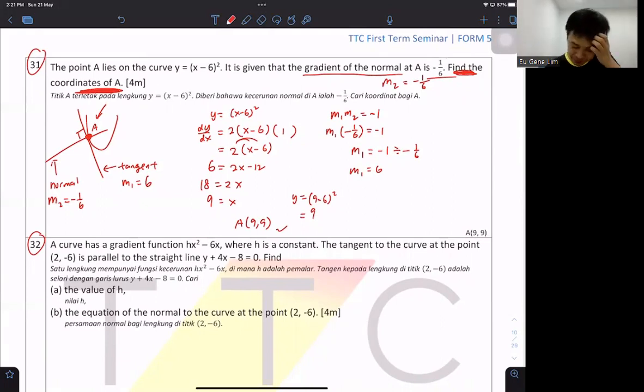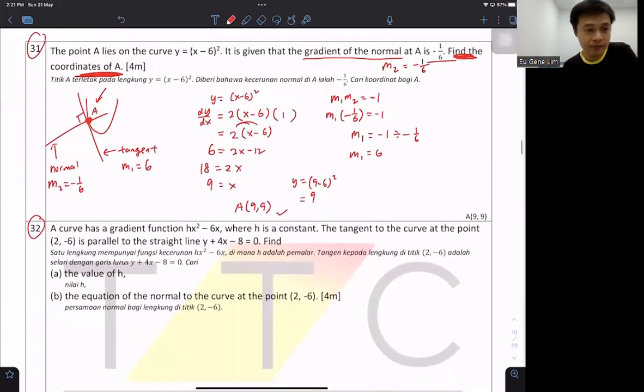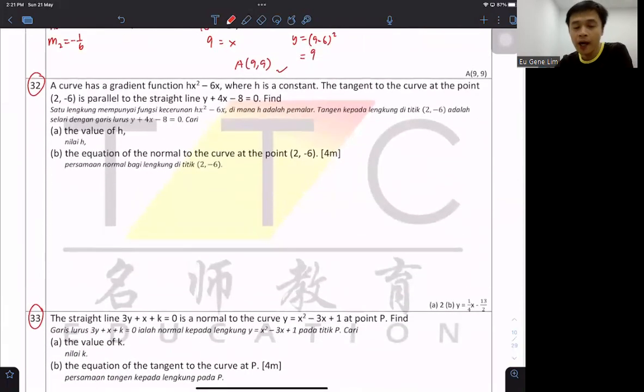Okay, let's continue. Let's try question 32. A curve has a gradient function hx squared minus 6x. First, what is gradient function? You have to know the name. Gradient function is dy dx. Okay, write down, gradient function is dy dx.